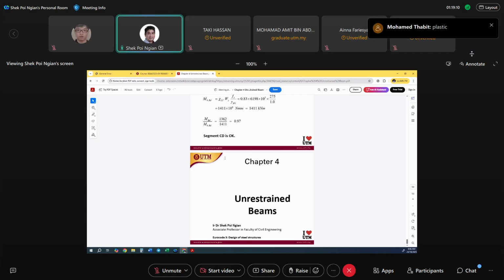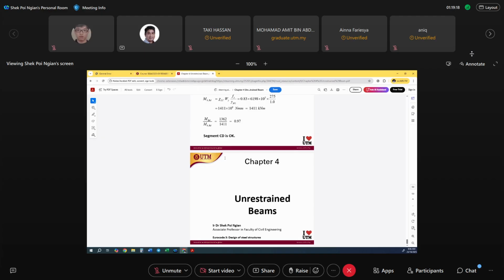So the whole process, you have to check everything. Doesn't matter unrestrained or restrained, the procedure of checking is the same. The only difference is that for unrestrained, you have to get MBRD and compare with MBRD. So that's the difference.